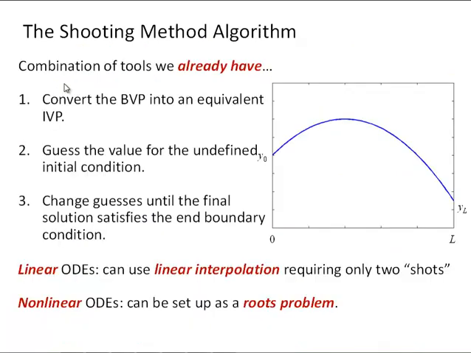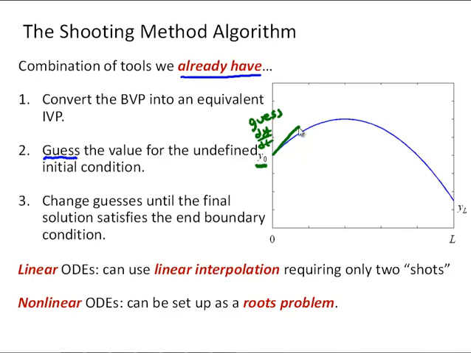The shooting method algorithm is a combination of tools we already have, things we've used earlier in the class. Again, we'll start by converting the boundary value problem into an equivalent initial value problem, as I've just discussed. Then we'll guess the value for the undefined initial condition. So here's our solution again. Say we know y naught, and we might guess dy dt at t equals 0.